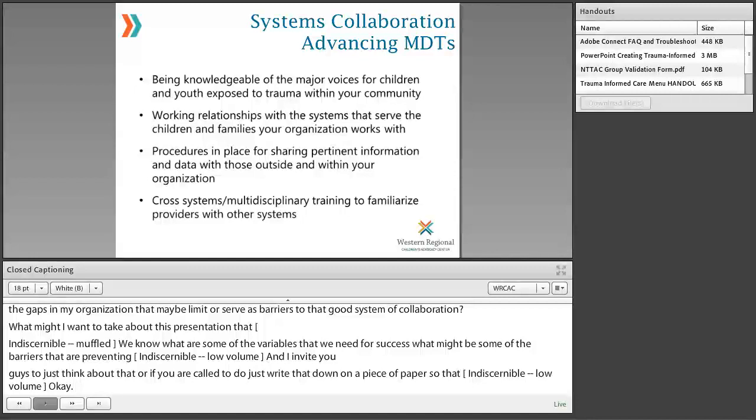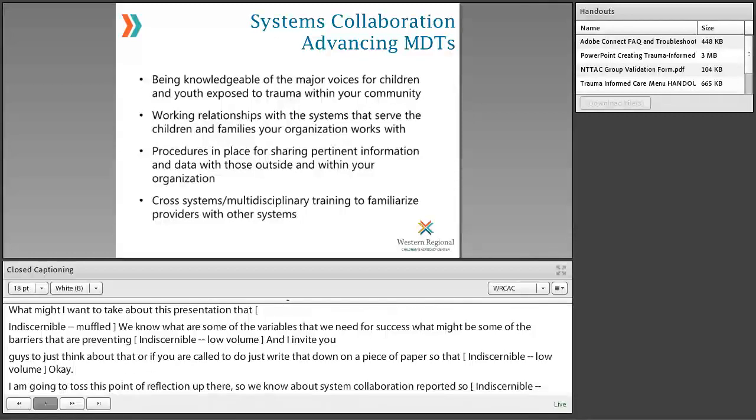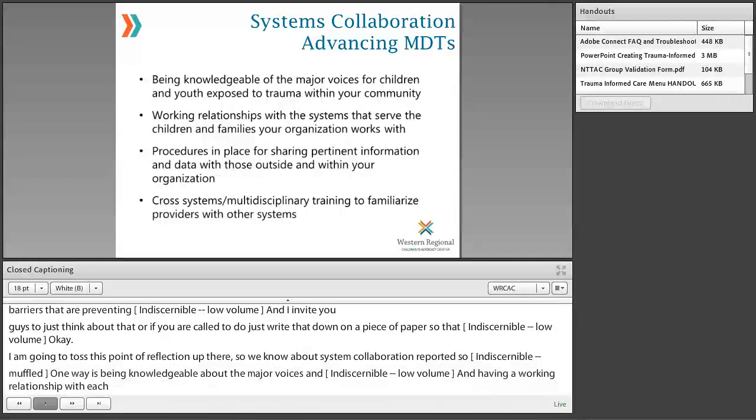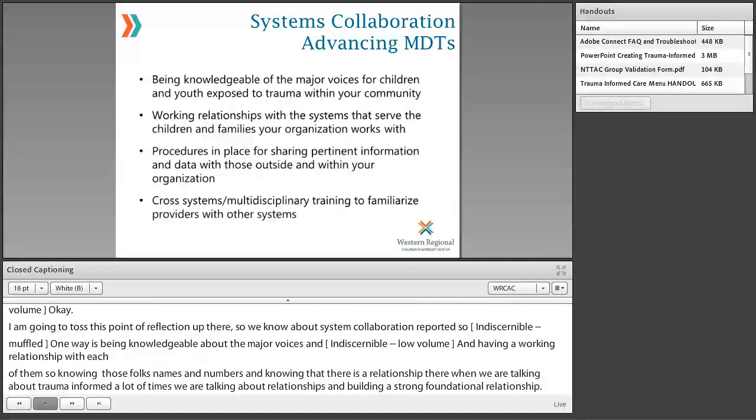So one way is really being knowledgeable about the major voices for kids and youth exposed to trauma in your community, and having those working relationships with these systems. So knowing those folks' names, knowing their numbers, making sure that there's a relationship there. I think when we're talking about trauma-informed, a lot of the time we're talking about relationships and building those strong foundational relationships. Are there procedures in place for sharing pertinent information and data to those outside and within your organization? It's easier said than done, right? A lot of the time that might take some leadership to be involved in that change.